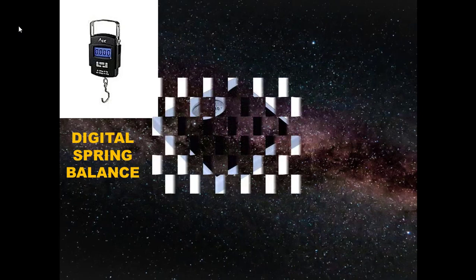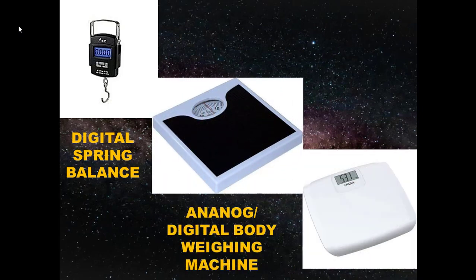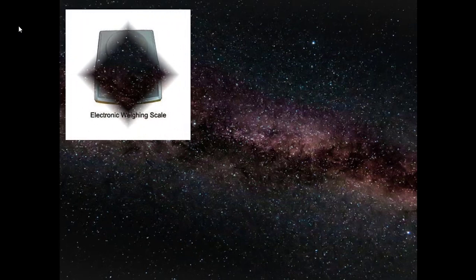Then we have the body weighing machine, both analog and digital. Next is the digital kitchen scale, used for weighing food in the kitchen during cooking. These are usually lightweight and compact.